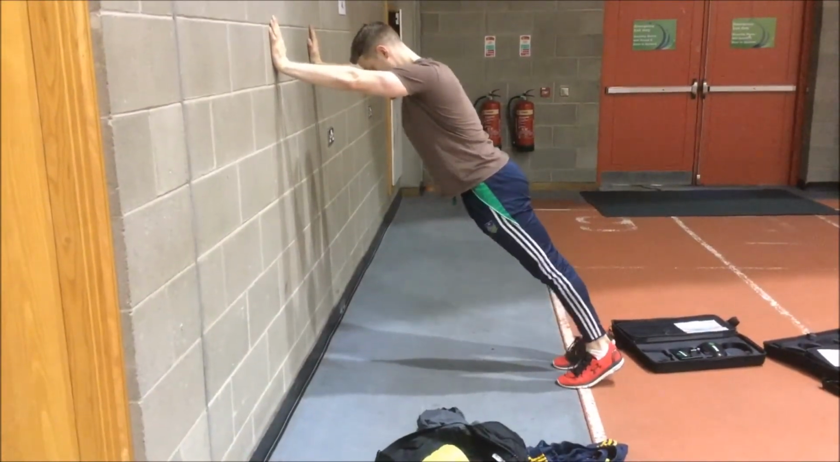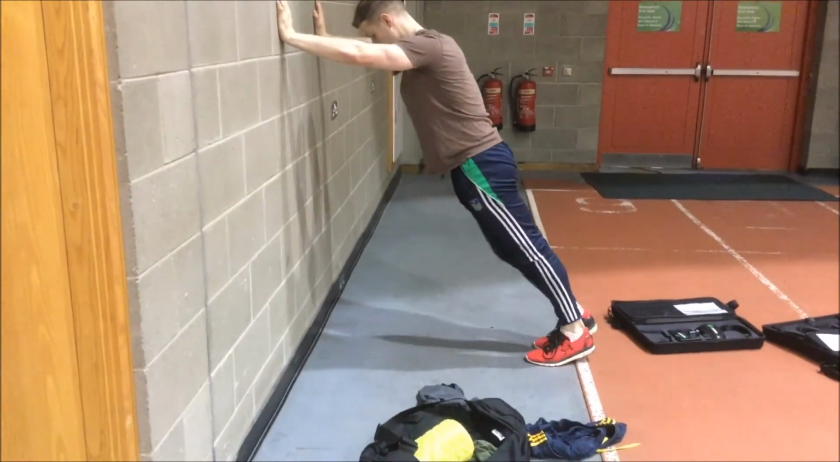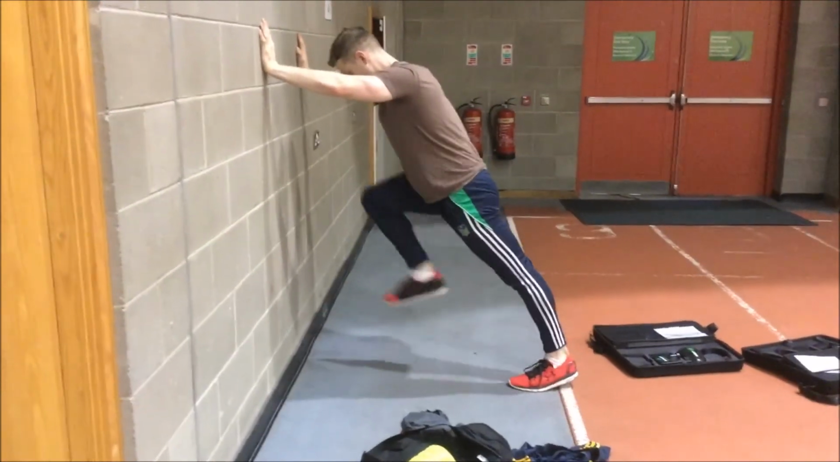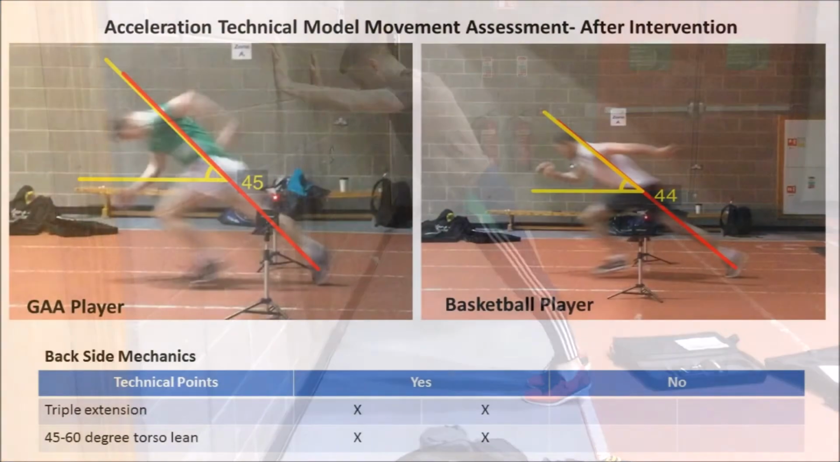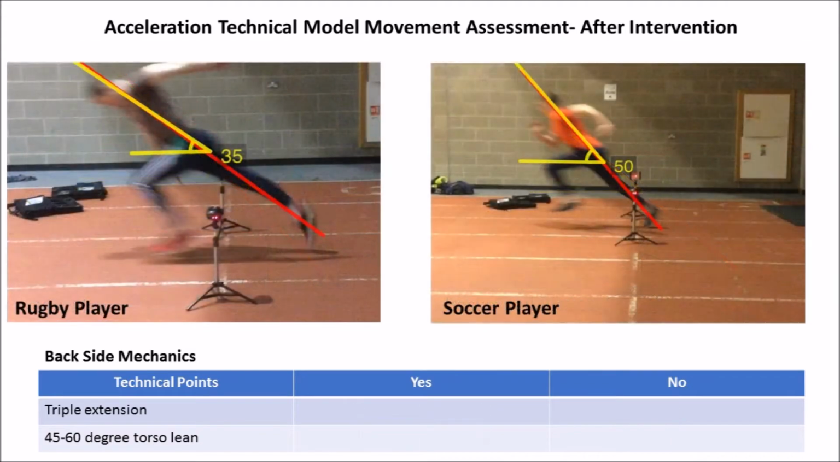Here is myself, the rugby player, performing the wall marches followed by the taps, 2 taps and finally the 3 taps. So now we'll just quickly analyse the athletes post-intervention. Both were able to triple extend and produce a 45-degree torso lean.